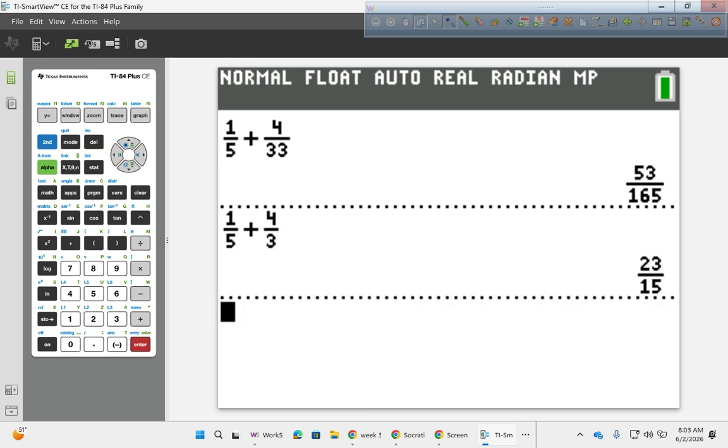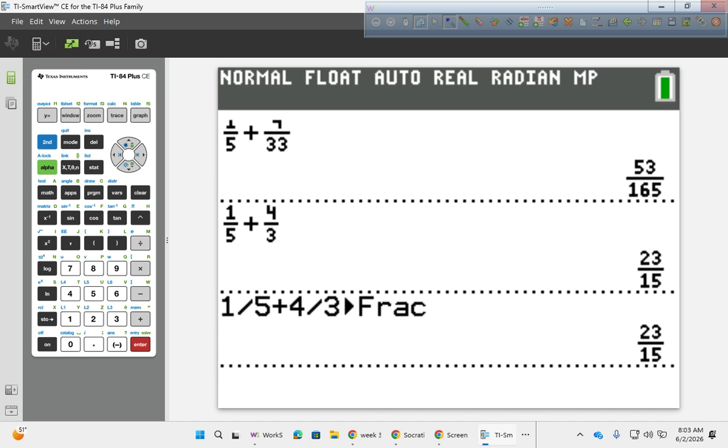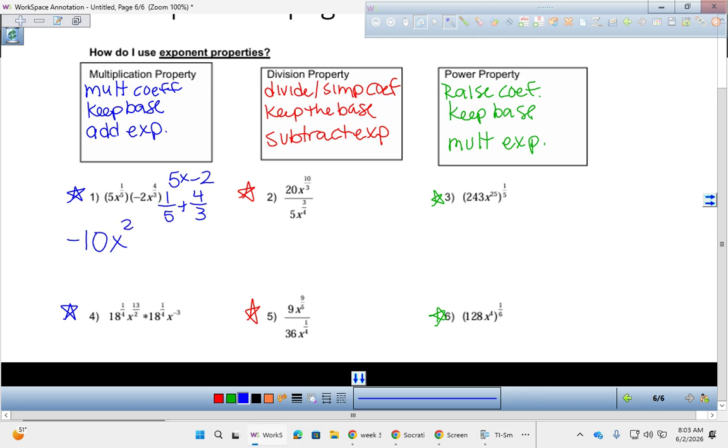So we can do it like that. Or I don't even think you need parentheses when you do this. Like you can do that, right? Either way, 23/15 when I get that. So my answer then is negative 10x to the 23/15.